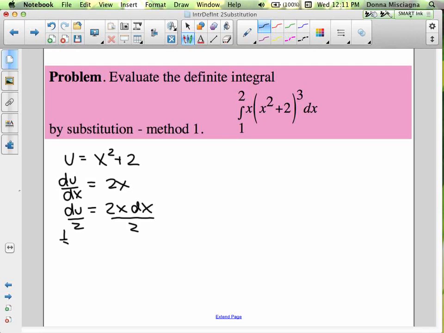So we have 1/2 du is going to replace the x dx, and then the u is going to replace x squared plus 2. I'm going to have to put my back to that side of the room.